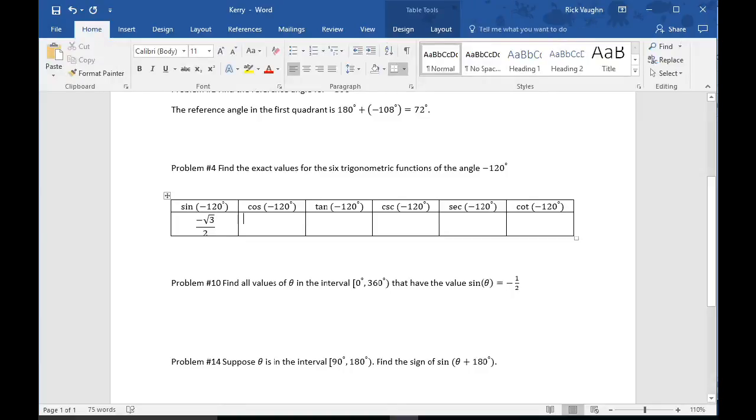Now, the cosine of 60 degrees is 1/2. Again, cosine in the third quadrant is negative, so here I'm going to put negative 1/2.